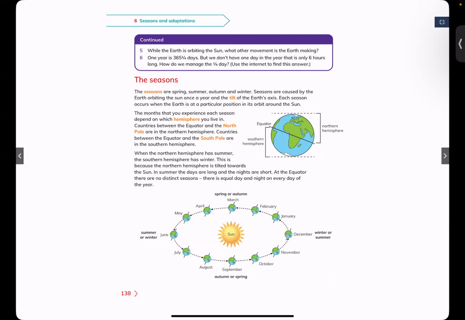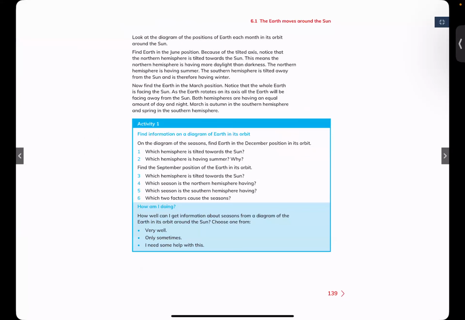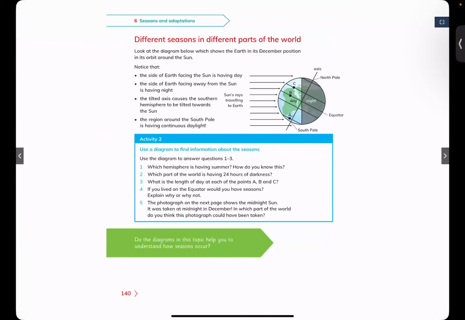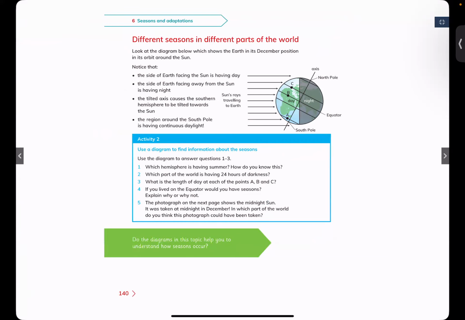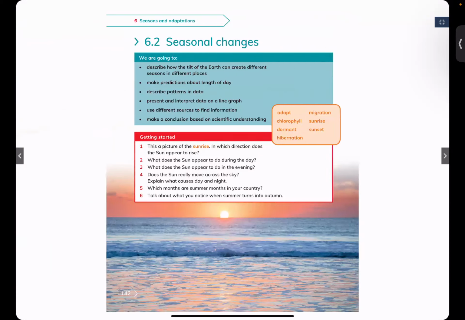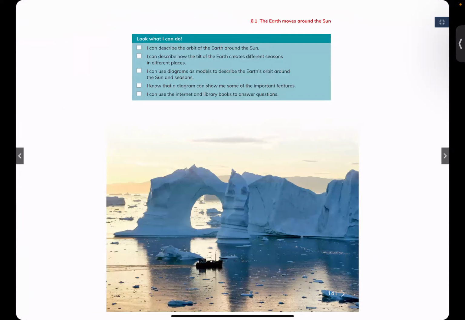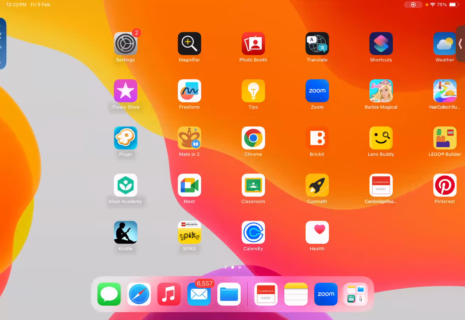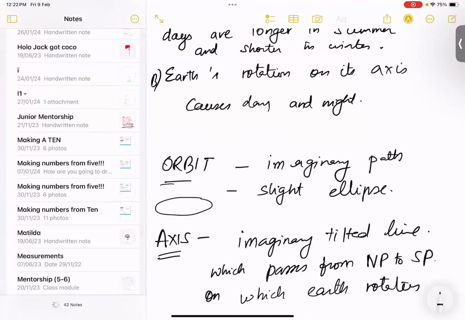Here, this diagram is very important, and do notice the tilt of Earth on its axis. It's the same explanation they're talking about, and here they have taken the position of Earth in December and how it is influencing the season. I'm going to explain this in detail. Once I do 6.1 with you, I'm going to go back to my notes and take all these topics separately for explanation. So here you go.